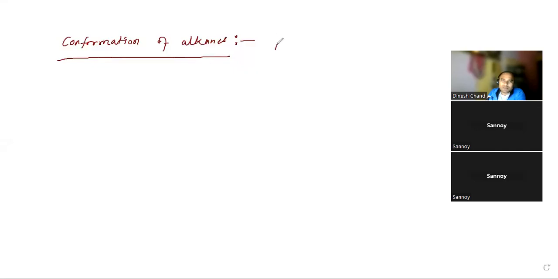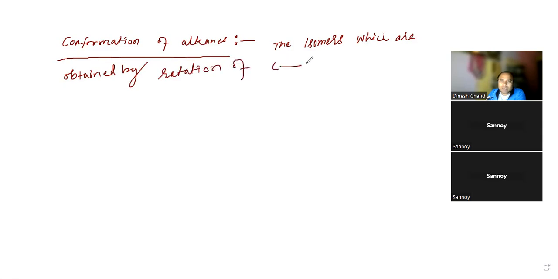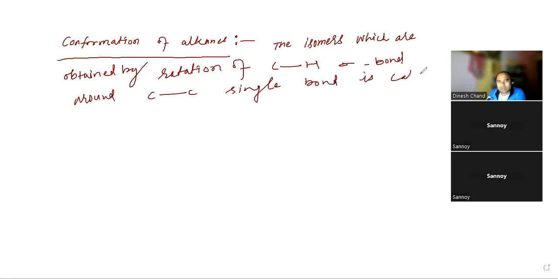Here are the isomers, the conformational isomers. The isomers which are obtained by rotation of a C-C sigma bond, around which you can rotate, a carbon-carbon single bond, is called conformation.